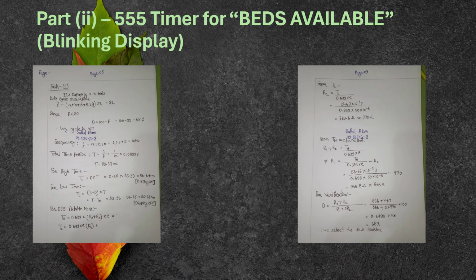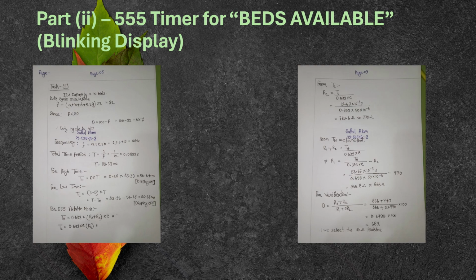Since P is less than 50, the duty cycle is 100 minus P, equal to 68%. Next, the frequency. A plus C plus B gives 12 Hertz. Therefore the time period equals 1 over F, which is 83.33 milliseconds or 0.0833 seconds. And the low time is TL equals T minus TH, equal to 26.66 milliseconds.